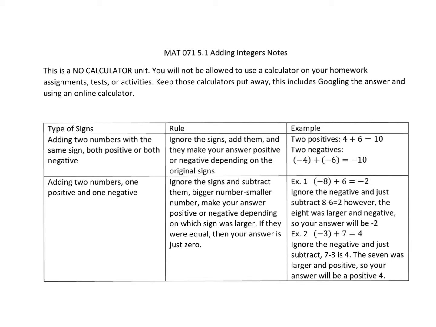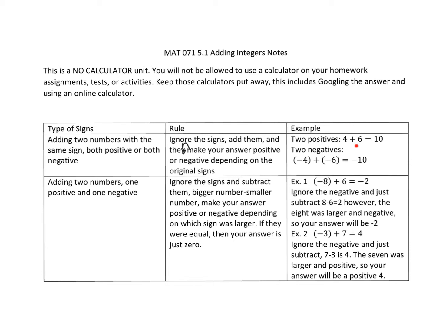So today we're just going to focus on adding the integers. So there's basically two rules we're going to follow. The first one is adding if both signs are the same. This is going to be the easiest part. So all you do is ignore the signs, add the two numbers, and then make sure your answer is positive or negative depending on the original signs of your problem.